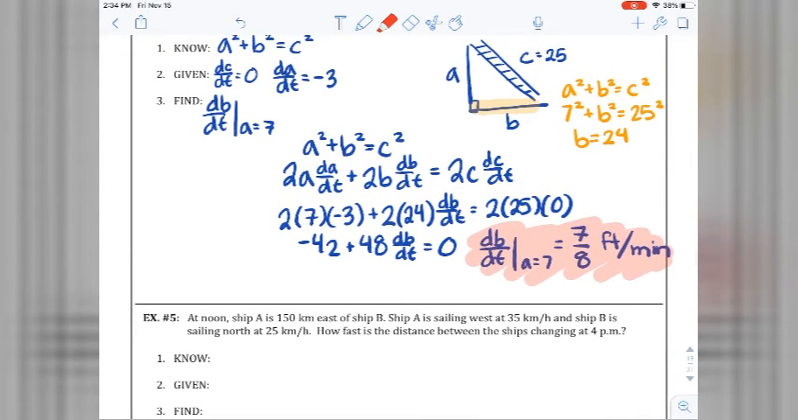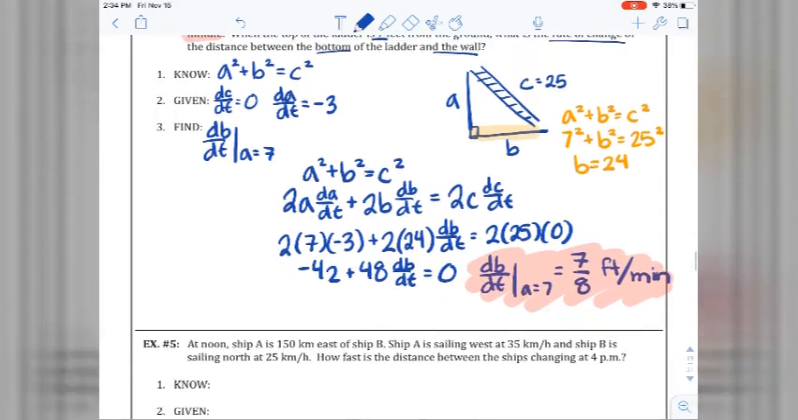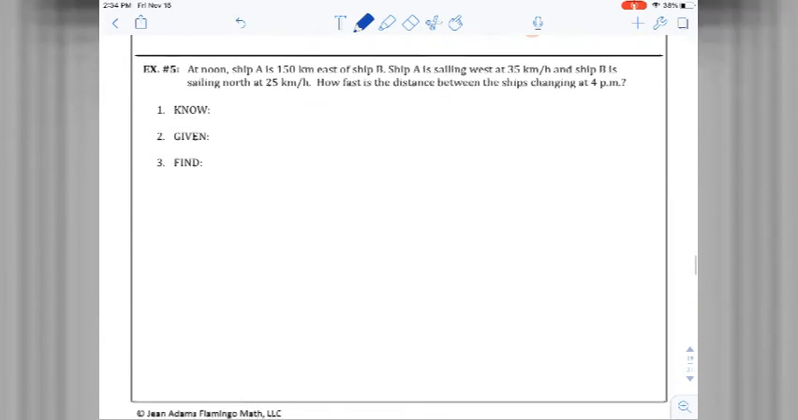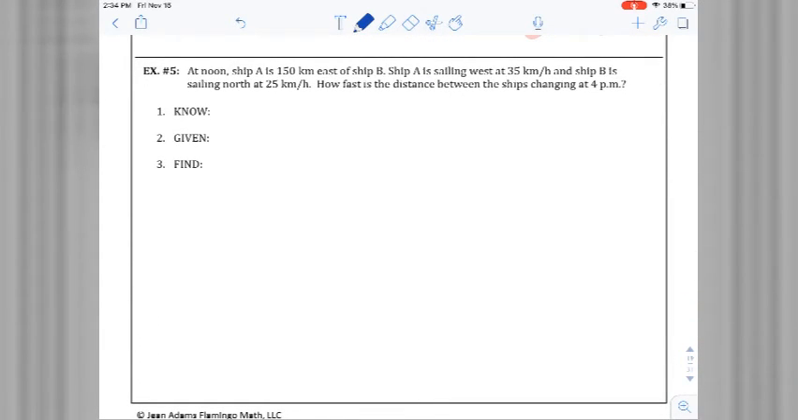So when the ladder has already slid to 7 feet down on the wall, then the distance at the bottom, our B, is changing at 7/8 feet per minute. All right, our last one's a little tricky. And then in class, I think we will do 6, 7, and 8 on Monday.